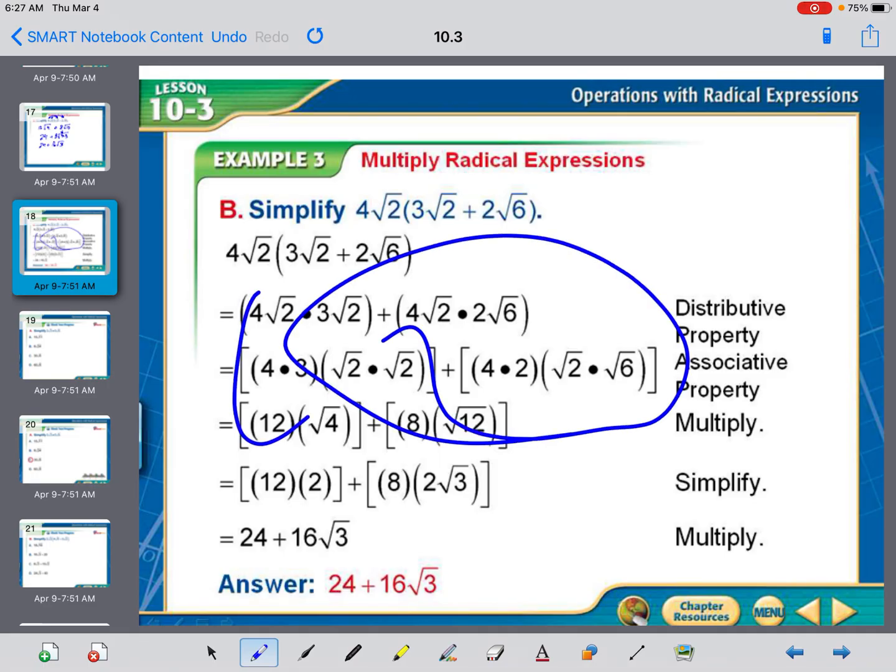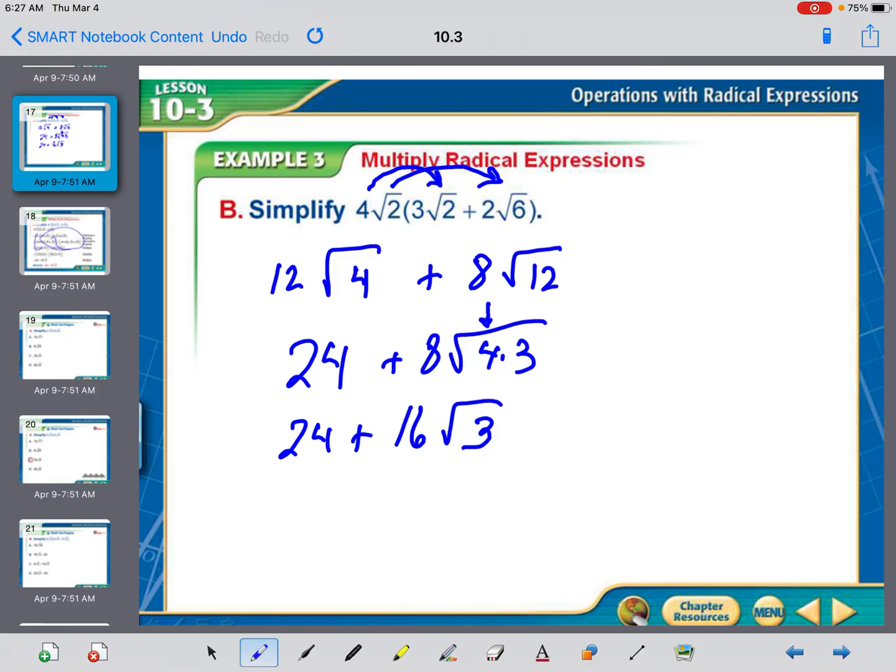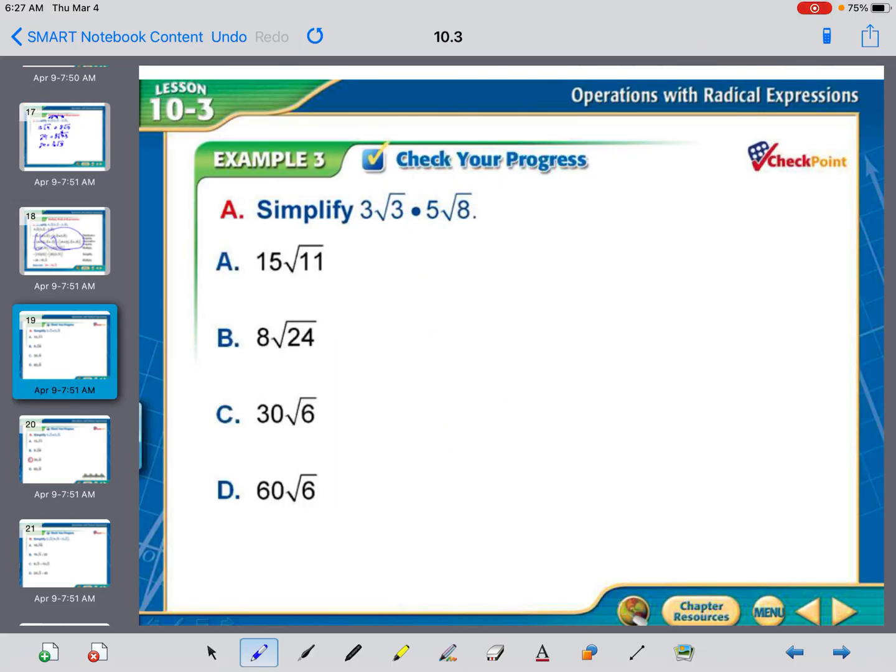Now, they did a lot of work right here. I'd advise you not to pay much attention to it. Just notice that we have the same answer. So now we're just practicing, and we multiply the outside pieces and the inside pieces. That's the coefficients and the radicands, to be technical.